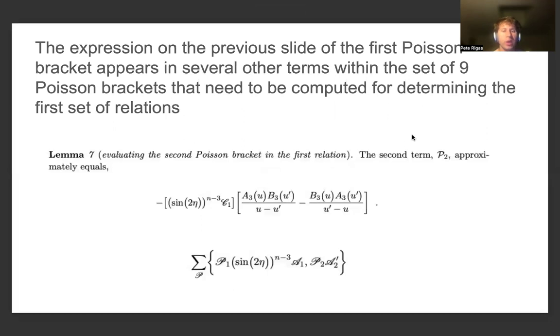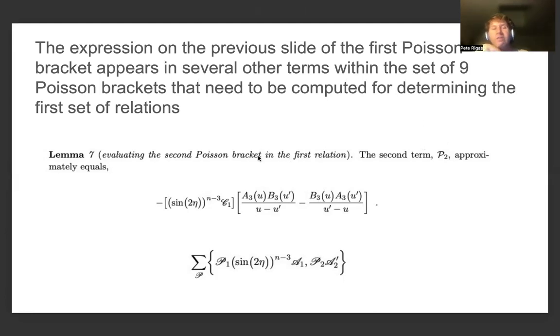And for script P2, we can notice that there's a difference in the following. So we see that the expression on the previous slide for the first Poisson bracket appears in several other terms within the set of the 9 Poisson brackets that need to be computed for determining the first set of relations, the first set of the 16 relations.